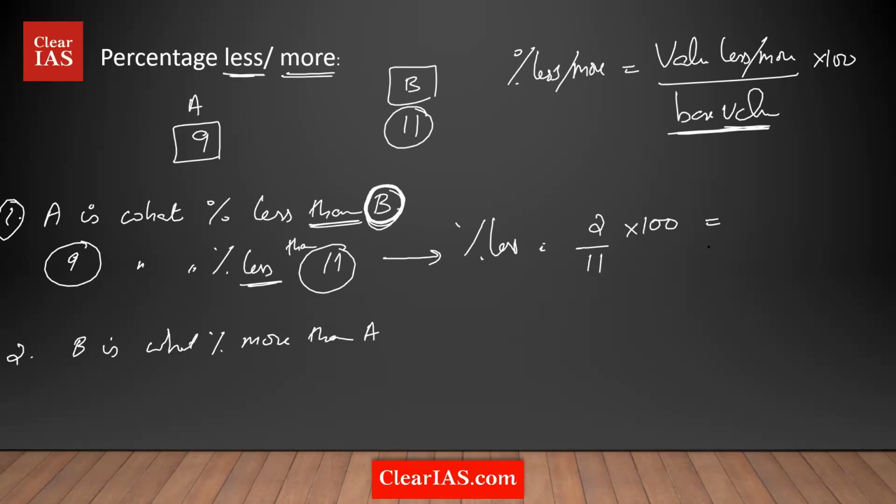So can you tell me what is 2 by 11 into 100? If you remember the fraction, you can easily get the answer here. What is 1 by 11 into 100? Remember, 1 by 11 into 100 is 9.09. So 2 by 11 into 100 is into 2, that is equal to 18.18 percentage. I don't want you to calculate at that time, so remember the fractions. 1 by 11, 9.09 into 2 will give you 2 by 11, so 18.18. All of you agree with that, right?